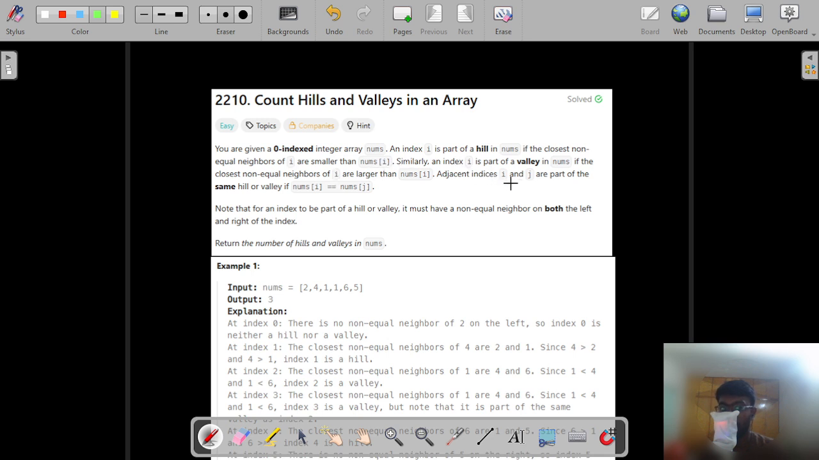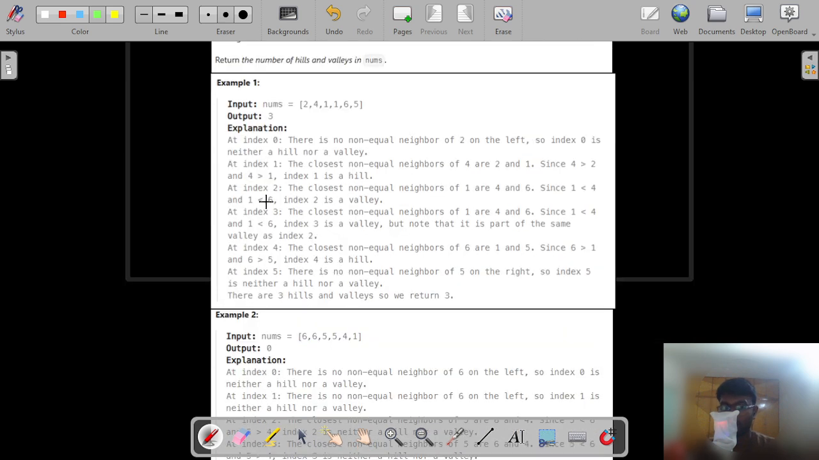Adjacent indices i and j are part of the same hill or valley if nums of i and nums of j are equal. Note that for an index to be part of a hill or valley, it must have a non-equal neighbor on both the left and right of the index. Return the number of hills and valleys in nums. So we need to return the number of hills and valleys, right? This is a pretty interesting problem.